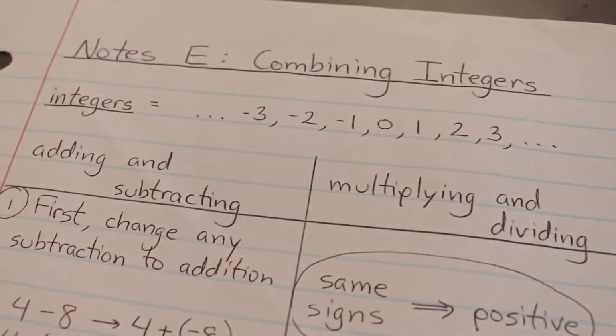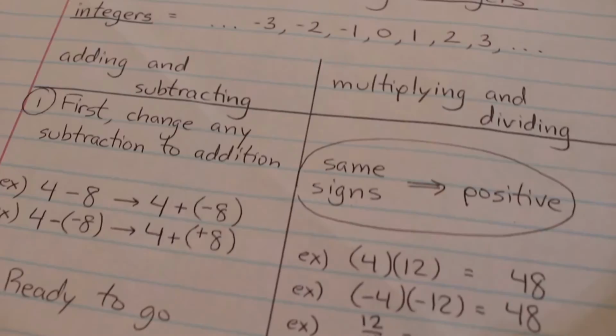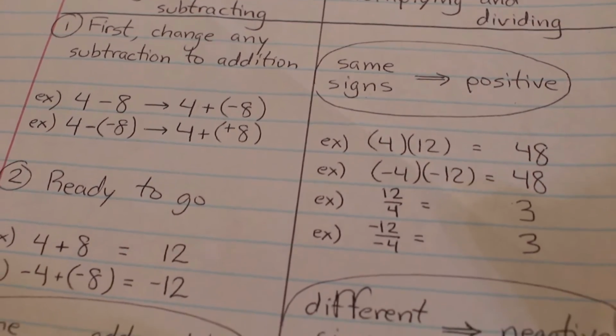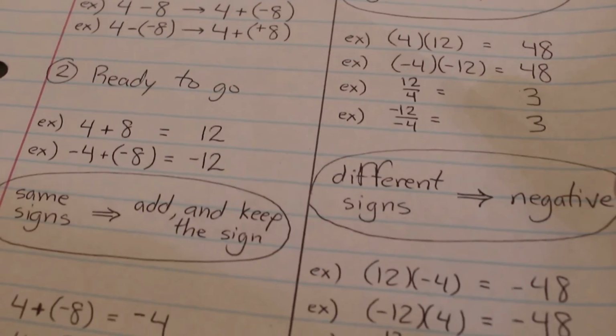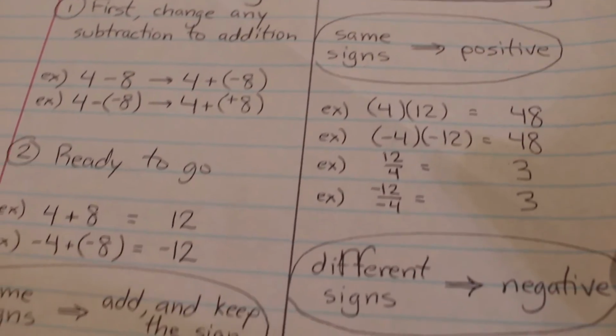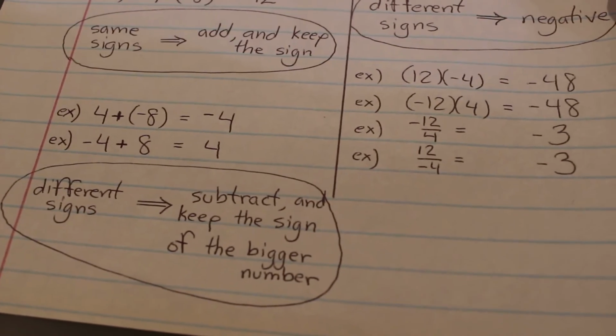All right, notes E, combining integers. This is just good old adding and subtracting integers and multiplying and dividing integers. And here we went through all the cases, all the rules, pretty much the ones that are circled. Okay, and then with examples, of course. So that was that day, or that week.